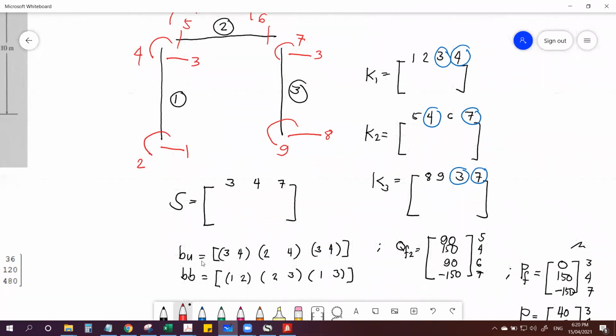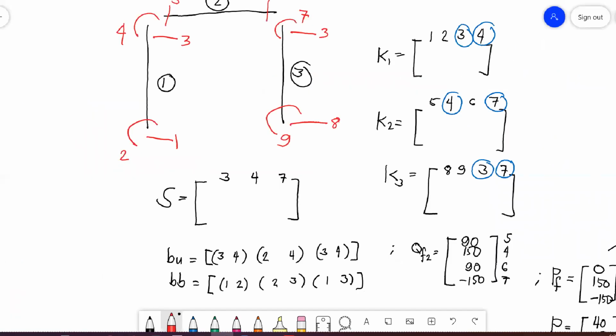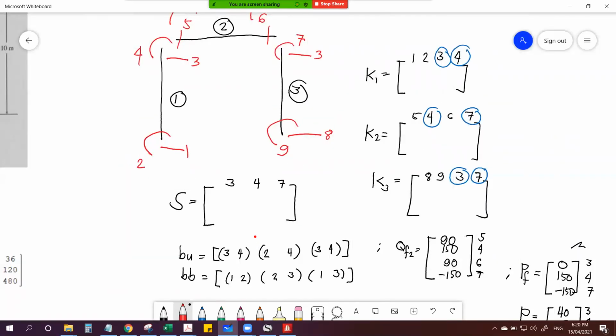And to get the BU and BB matrix, this is the location. What's the location of 3 and 4, the encircled numbers here? So third and fourth element. What's the location of 4 and 7? Second and fourth. What's the location of 3 and 7? Third and fourth.